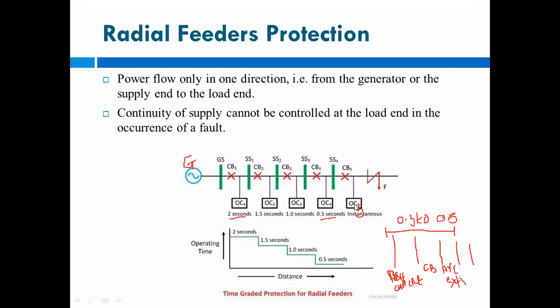Then if this relay fails to operate, the next relay will operate, which has an operation time of 1 second. So overcurrent relay 3 will operate if both of these fail to operate. And again one more relay is provided, which operates at 1.5 seconds. So one by one these relays will operate if a fault occurs in the system.